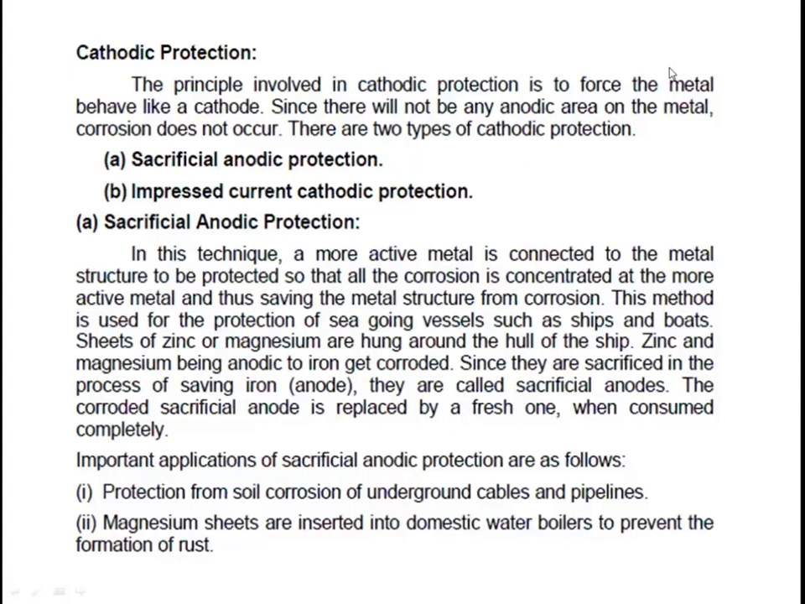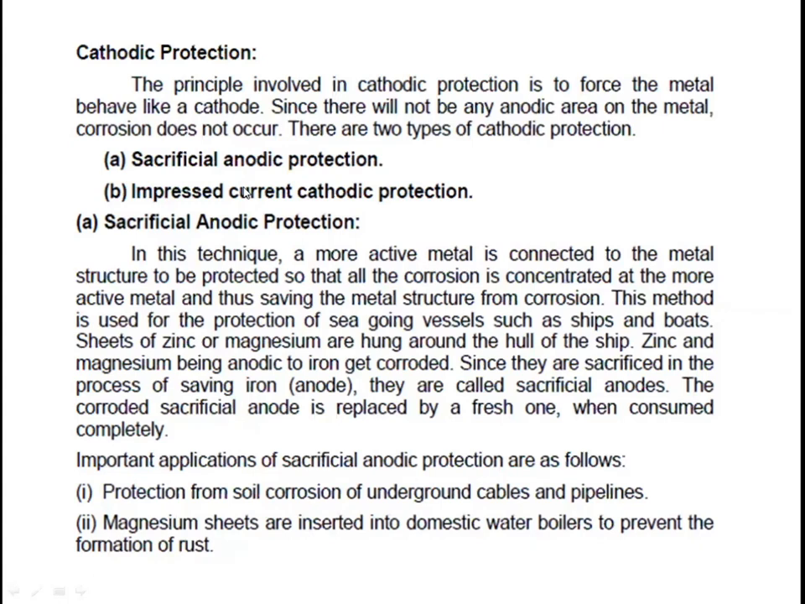In this video, we will discuss how metals can be prevented from corrosion by using the cathodic protection method. Prevention of corrosion can be done by metallic coatings, which is one method, and another method is cathodic protection. In metallic coatings, we use hot dipping, tinning, and galvanizing methods. In cathodic protection, we use sacrificial anode protection and impressed current cathodic protection.